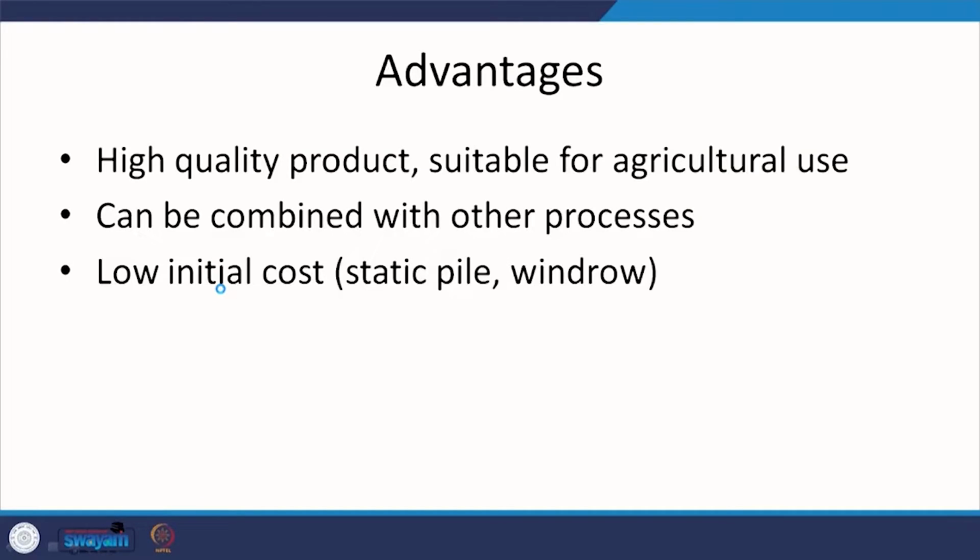So, evaluation of composting in general: high quality product which is always a great advantage and which is suitable for agricultural use. It can also be combined with the other process which typically precede it, and obviously low initial cost. But the issue in India though is now because of population density, the land prices are very high, and getting large areas for composting of kitchen waste, and for sludge too, I guess, is going to be an issue.